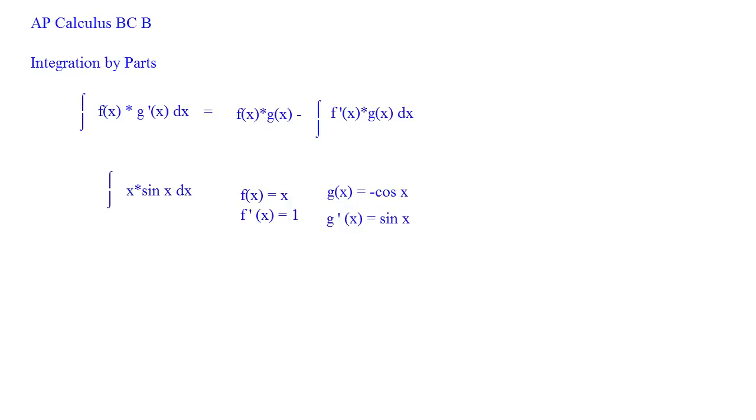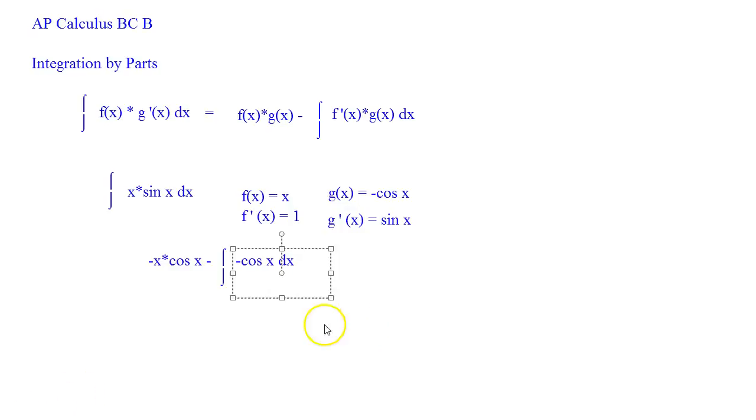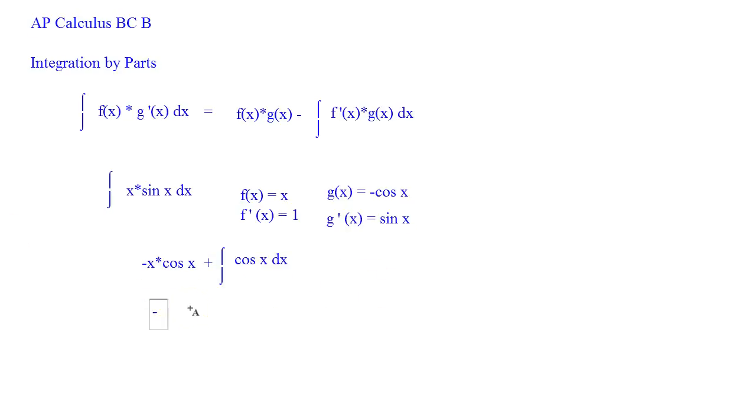Now I'm just going to plug it all in. Since there's a double negative here, we can get rid of it and just make it a positive. That works out pretty nicely. When I do the integral of cosine of x, we're obviously going to get sine of x. So this should be negative x cosine of x plus sine of x plus c. Okay? All right, and there's your integration by parts. Let's try a couple more.